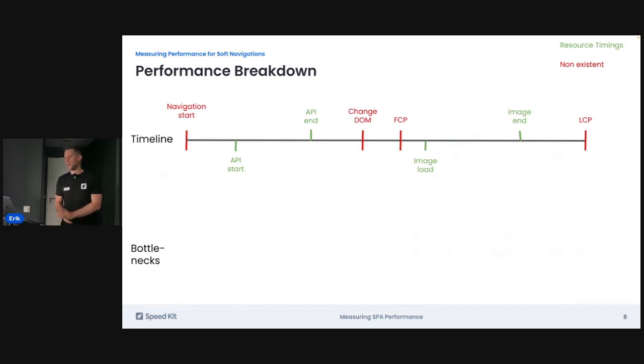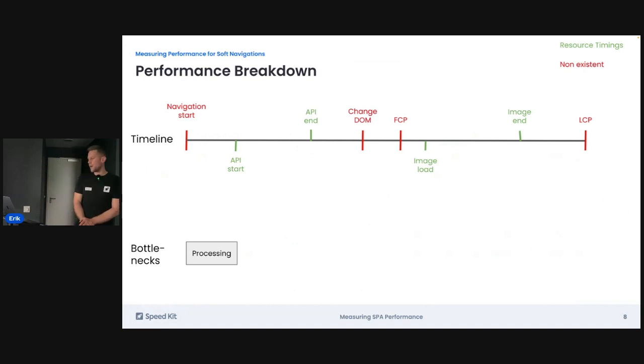Those metrics in red are not available in a generic case. But we will now look into examples of how we can actually, with custom code at least, or with some programming, get to those metrics and start analyzing our soft navigations. First thing is, we need to talk about bottlenecks.